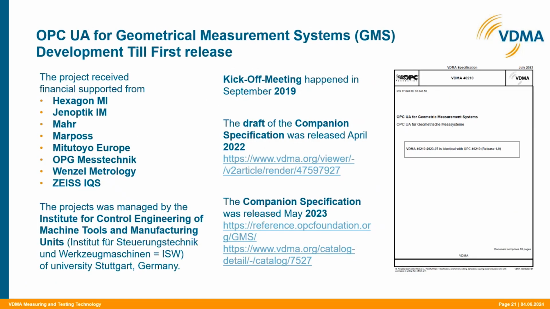Let me drop a few more words. The initial kickoff meeting for the OPC UA working group was in September 2019. The initial phase received financial support from Hexagon, Jenoptik, Mahr, Mitutoyo, OGP Messtechnik, Wenzel Metrology, and Zeiss IQS. And together we worked on this companion specification, and it was quite a tough task, especially because of the Corona pandemic, where we met a lot of times online, not in person, but in the end we managed it.